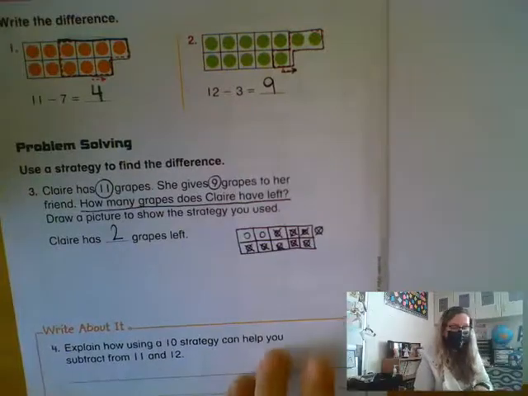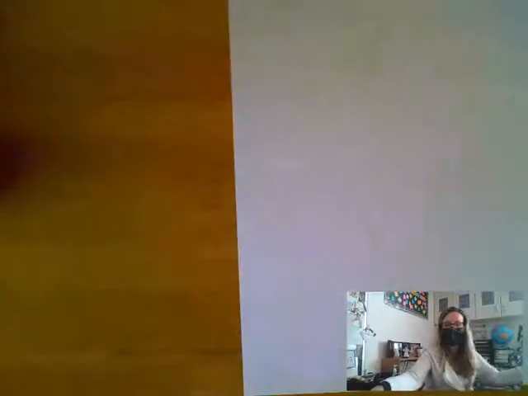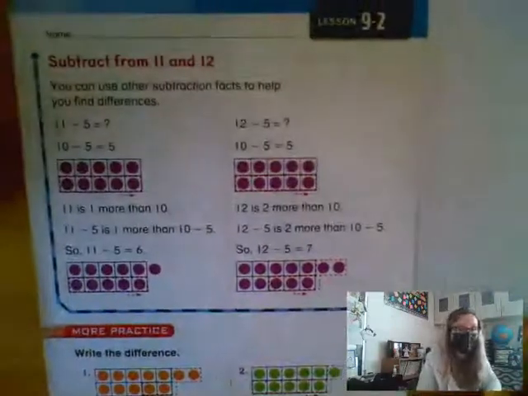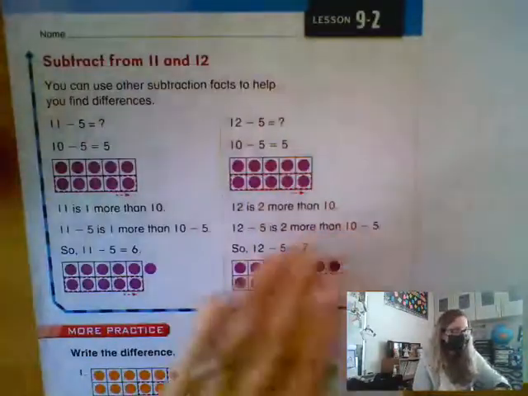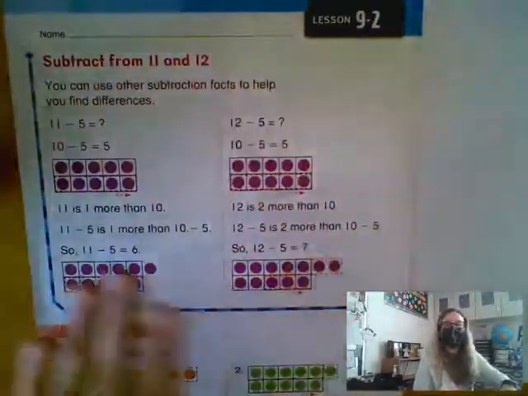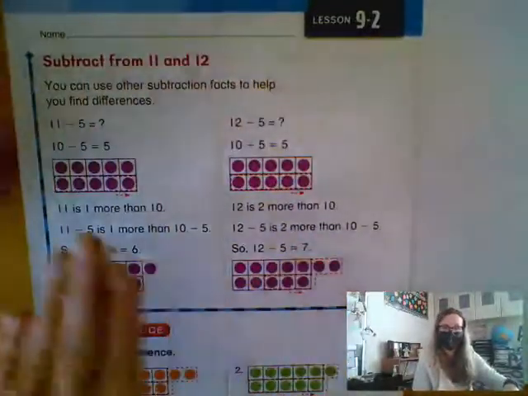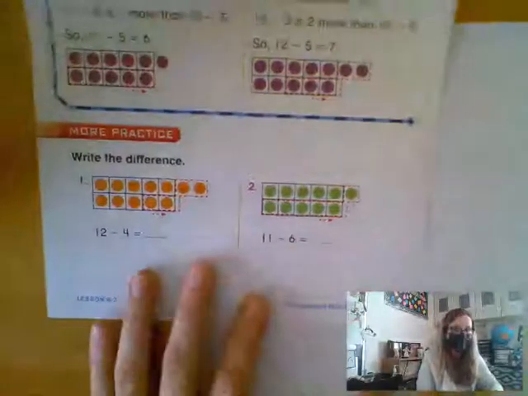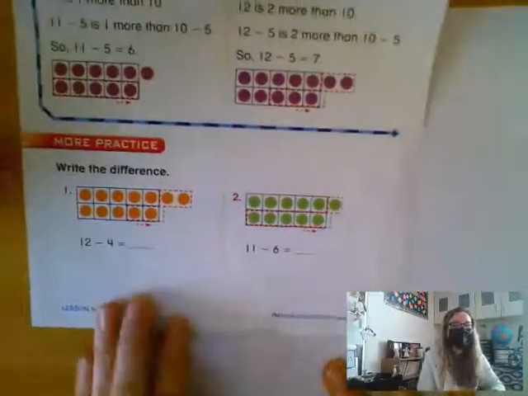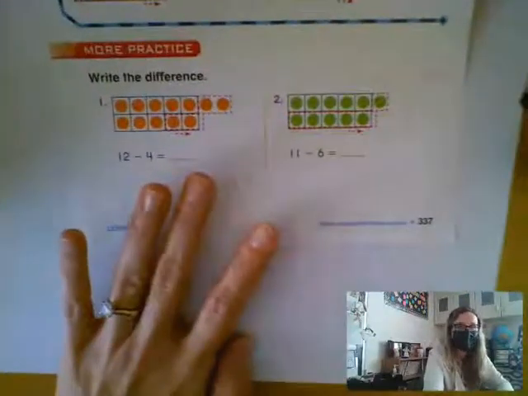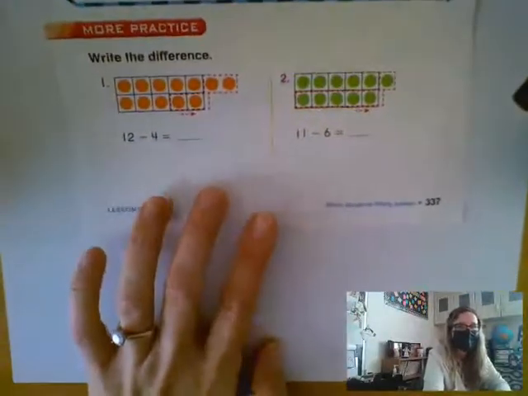So let's now go to the top of the next page. I'm looking now at page 337. At the top here, they're just reminding us what we already worked on. So we're going to skip over that and go right down to the more practice problems. Okay. For number 1, it says write the difference. Okay. So let's look here.